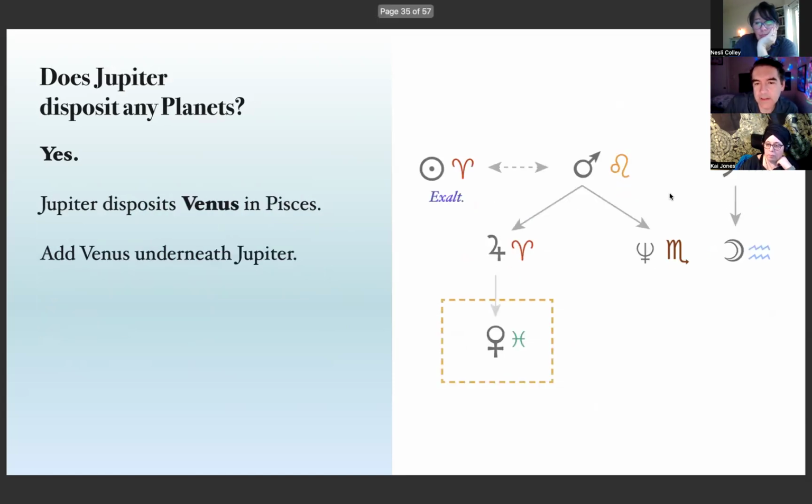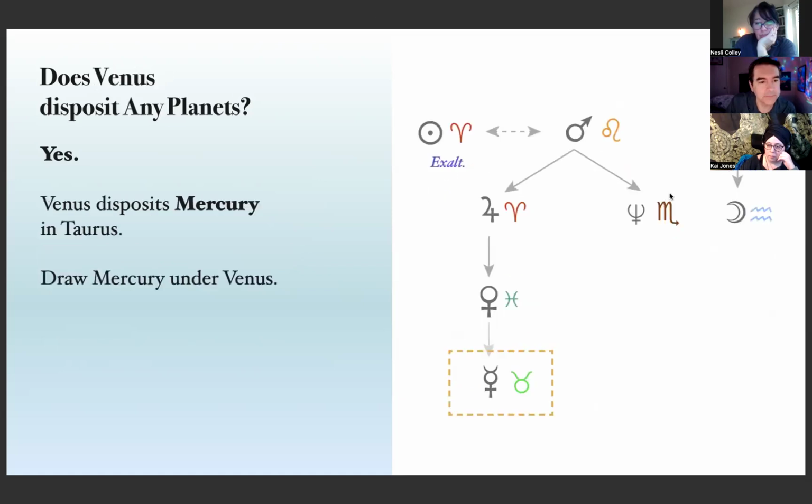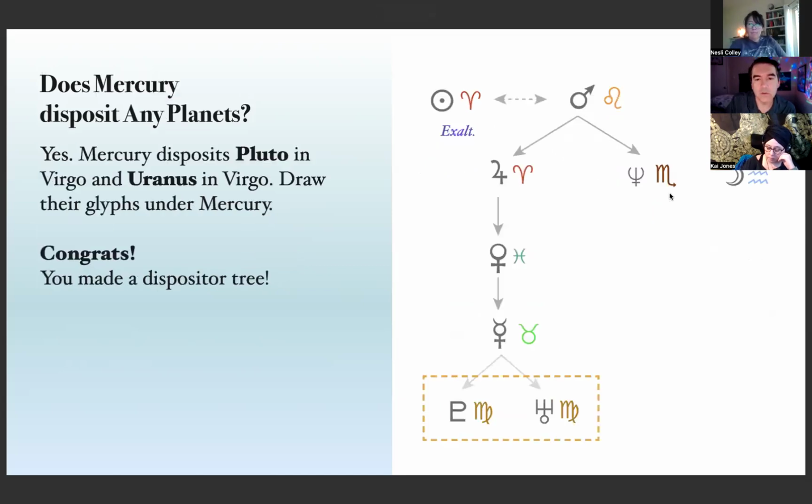Does Jupiter disposit any planets? Venus in Taurus, right? Great, it's exalted. Does Venus disposit any planets? Yeah, Mercury is in Taurus. Okay, great. And does Mercury disposit any planets? Finally, we get to some of the outers here, Pluto and Uranus in Virgo.